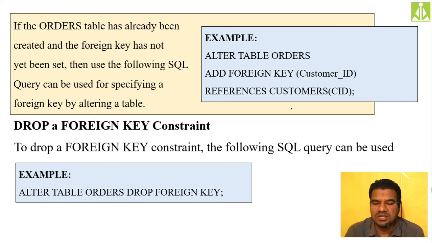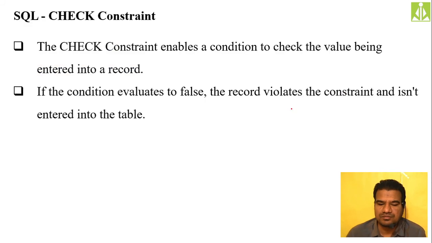See over here, alter table orders, because we are altering the orders table, add foreign key on customer ID, references customer of ID. Like this you can add the foreign key using the alter table command when the table is already existing. Otherwise, only at the time of creation of the table can you impose the foreign key. Then we have the check constraint. This check constraint enables a condition to be checked for the value being entered into the database. It will impose a condition on a particular column.